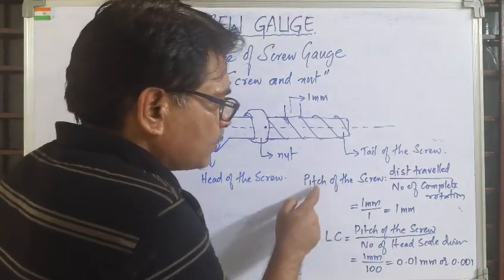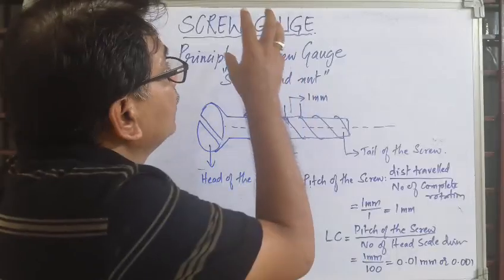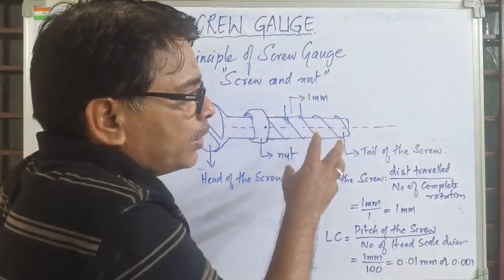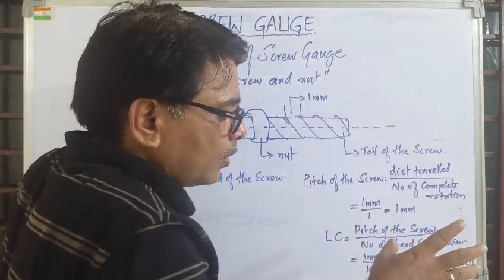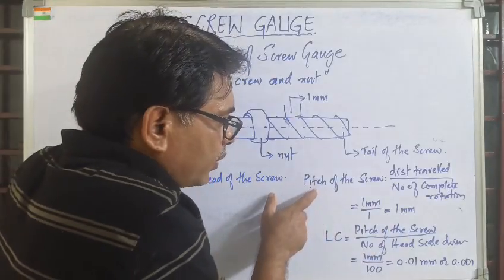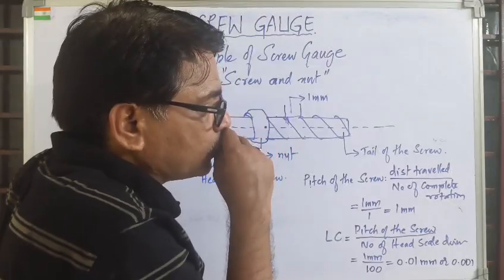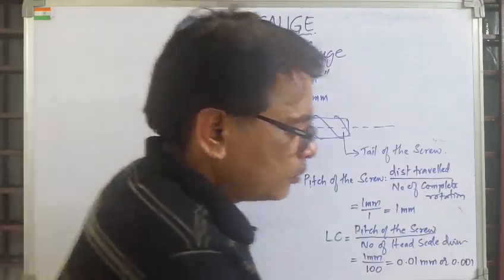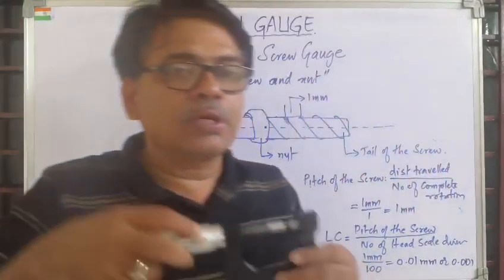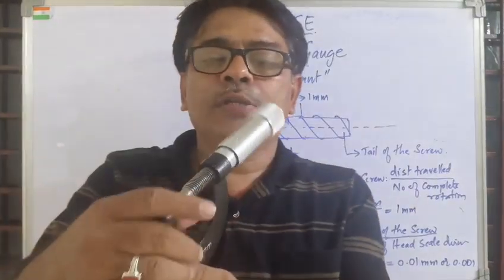So first, when you work with the screw gauge, you will be given a screw gauge. First we are supposed to find what? Pitch of the screw. How to find pitch of the screw? First, this is the screw gauge. You can see the screw gauge.